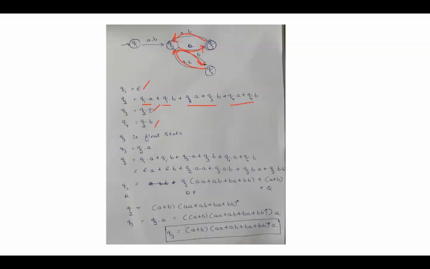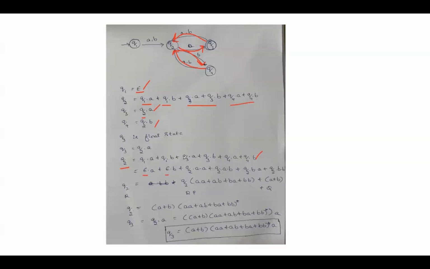Q3 is nothing but Q2 dot A. So we need Q2 for solving Q3. So let us solve Q2 first. Write this complete equation. Then in place of Q1, we need to replace epsilon. So epsilon dot A plus epsilon dot B.